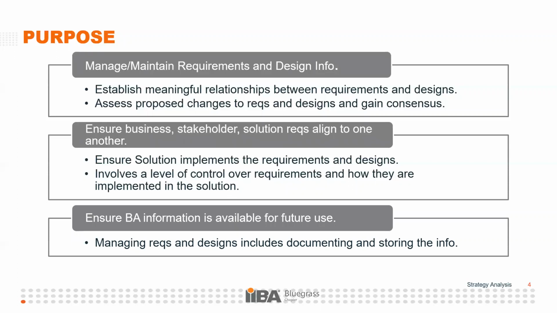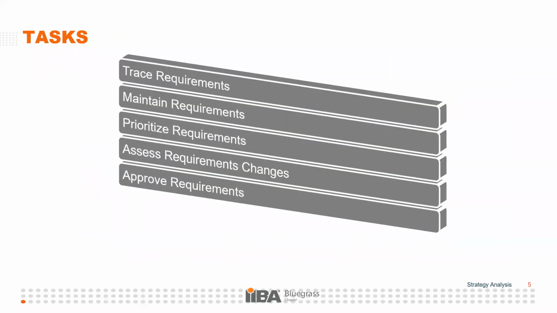Part of the requirements and designs life cycle includes documenting it and storing it somewhere where it can be easily found, so it needs to be well organized and accessible. All right, so these are the 5 tasks that we've got in this chapter for tonight. It's trace requirements, maintain requirements, prioritize requirements, assess the requirements changes, and approve the requirements. These are all very important.